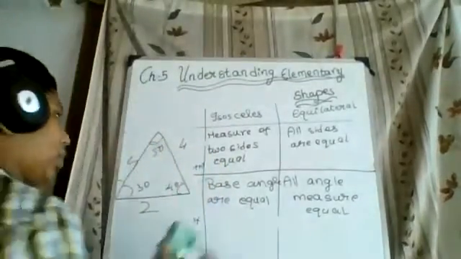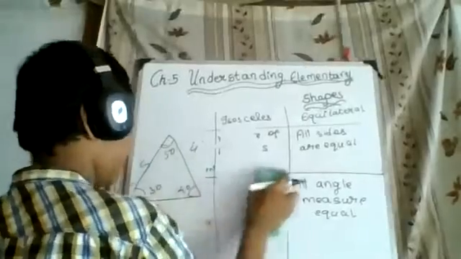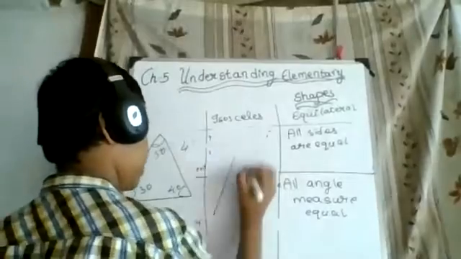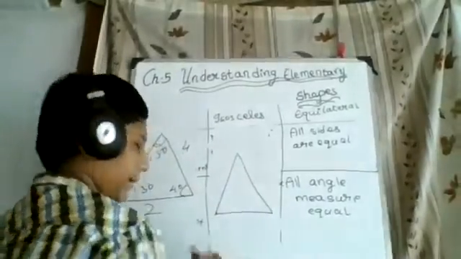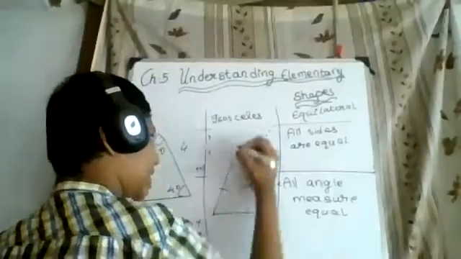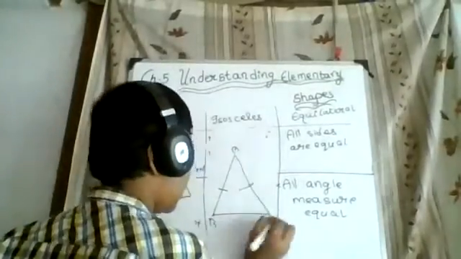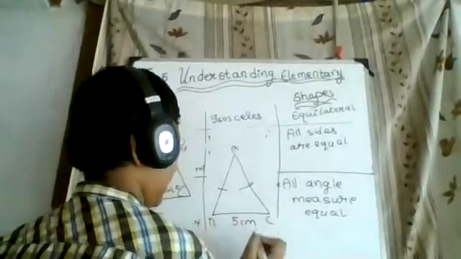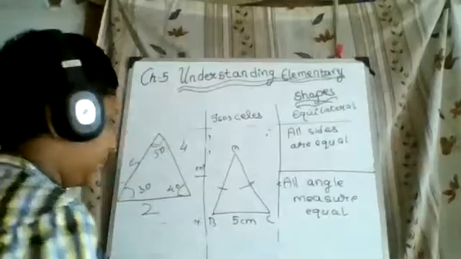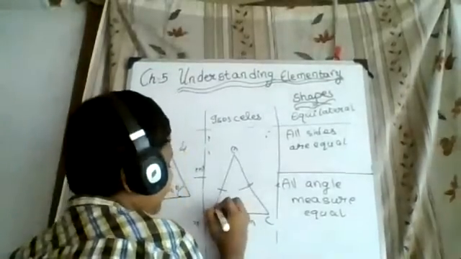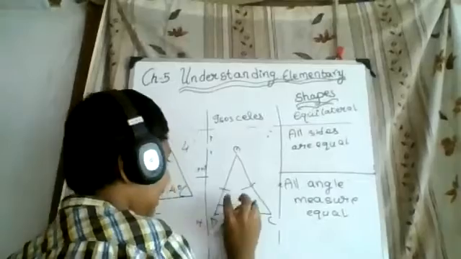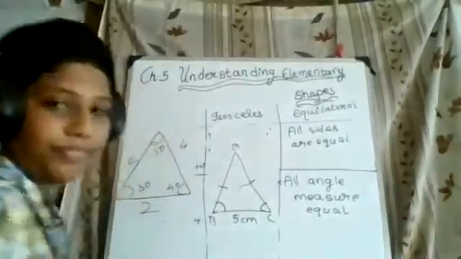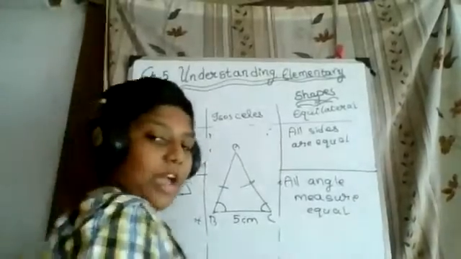Now, what is isosceles triangle? Let us see. These two sides are equal, so we have to draw two marks on them. This mark represents these two sides are equal, and this side is 5 centimeter. The angles opposite these two equal sides, opposite of AB is angle C, are equal. Okay, this is the property of isosceles.